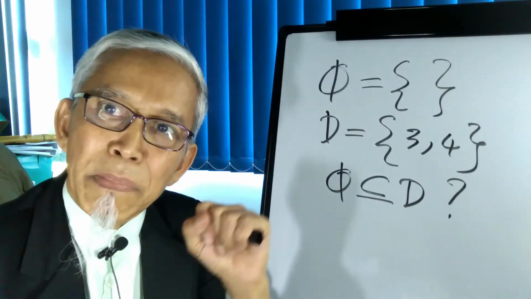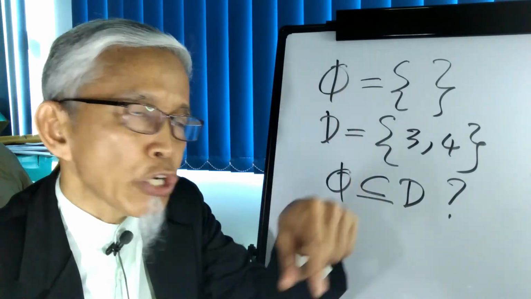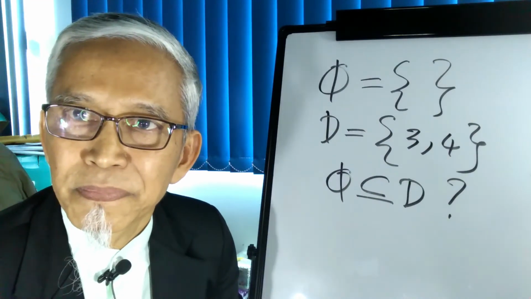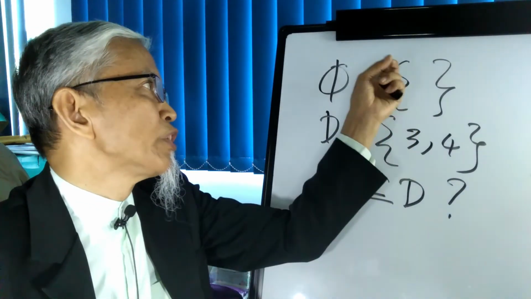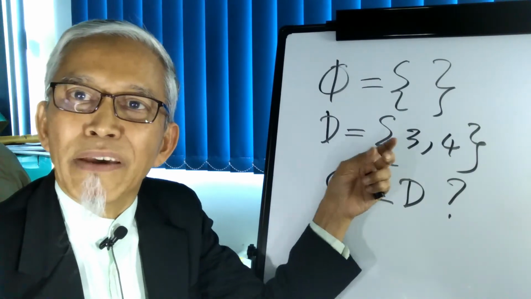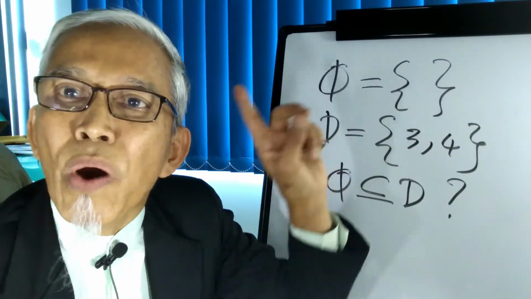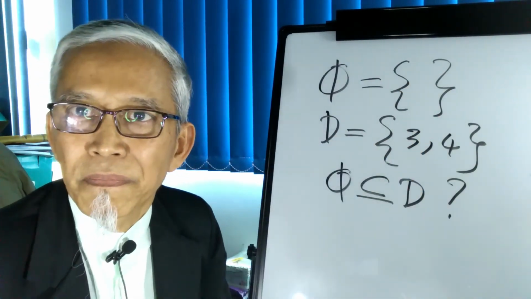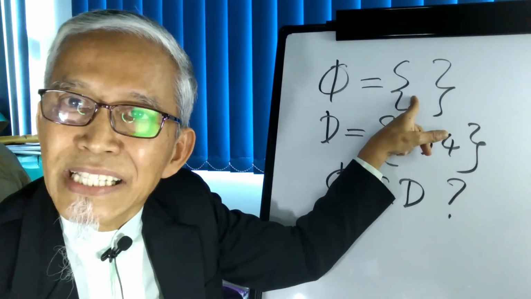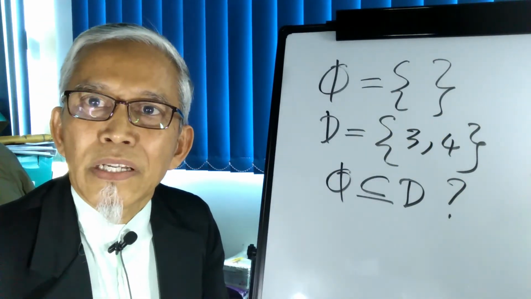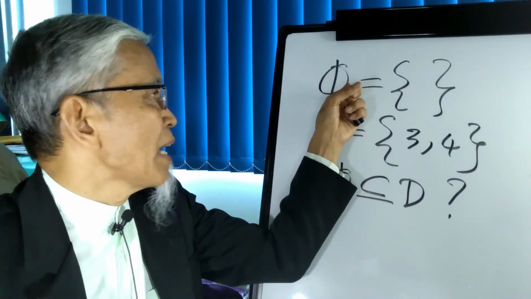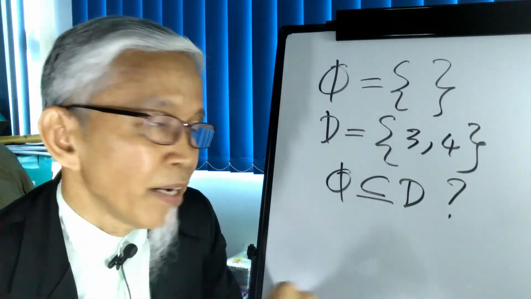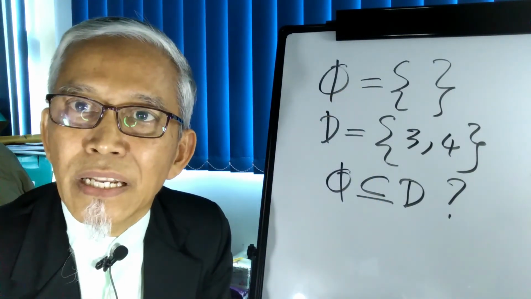So maybe we have to think the other way. Let's show that the empty set is not a subset of this set. To show this is not a subset of this set, what we have to show is that there is at least one element in this set that is not in set D. But this is an empty set. There is nothing inside. So we conclude that this empty set is a subset of set D. Not only that, the empty set is a subset of every set.